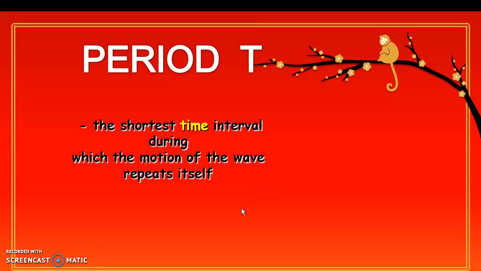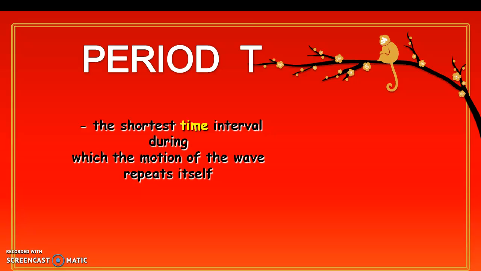Okay. Period. Period is the shortest time interval during which the motion of the wave repeats itself. Period is time. It is denoted by this capital T. The unit of period is seconds. A period represents the time taken for a wave to make a cycle.